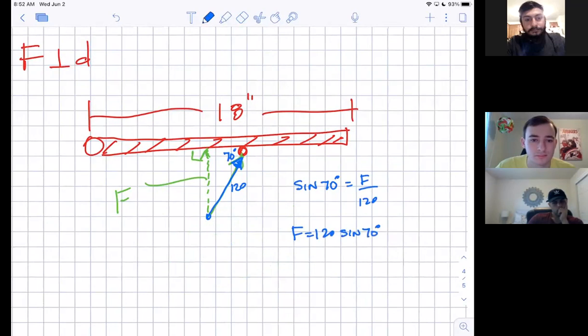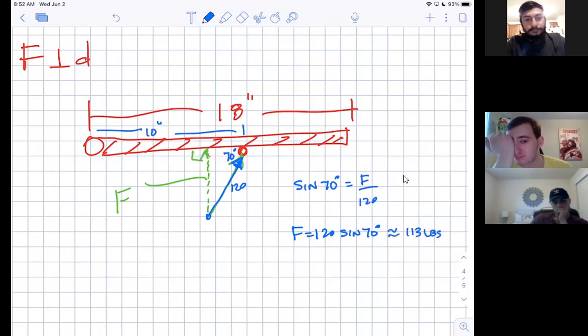Notice in our last problem that for the dot product, cosine came up naturally, whereas this time it's sine that comes up. And so in this problem, your actual torque, we'll say that distance is actually 10 inches. 120 times the sine of 70 is roughly 113.